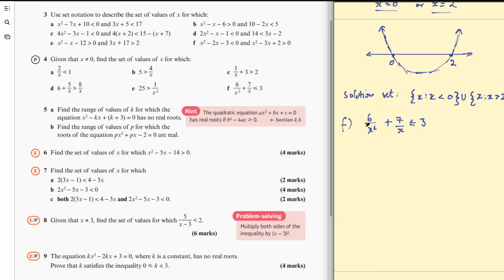Okay, so for this one, we could still multiply through by x squared. It looks a bit different, but we're still essentially following the same steps.